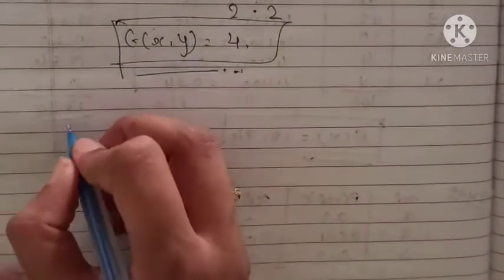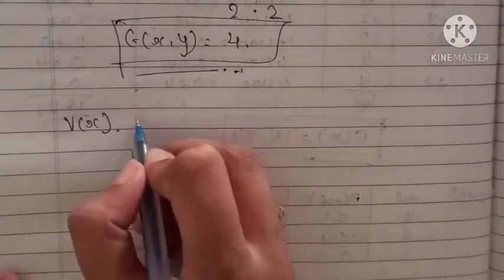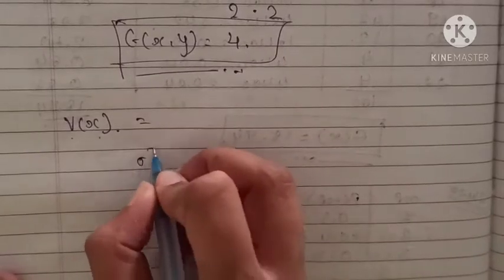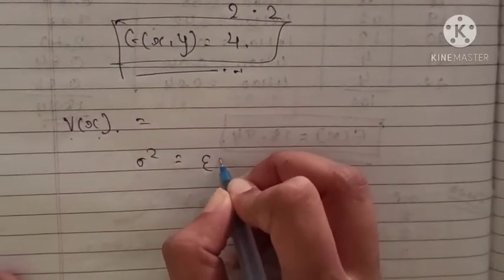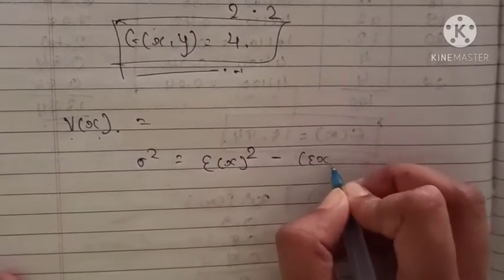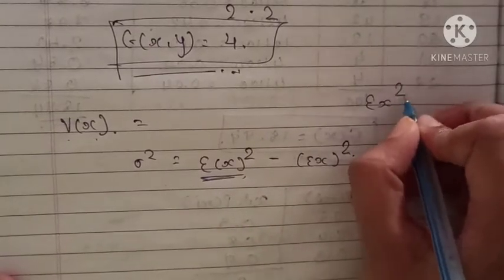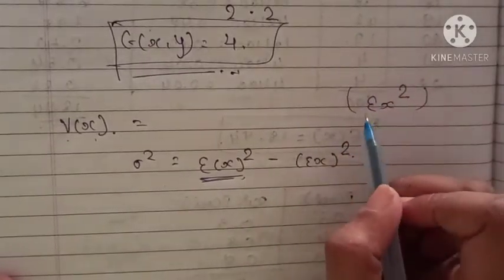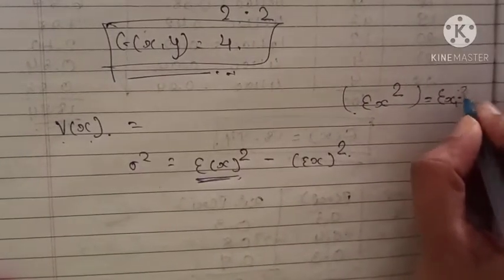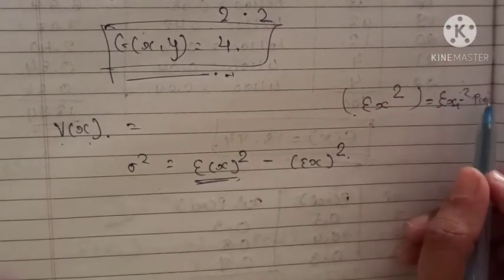Then we have to find out the VX. What do you mean by the VX? VX means variance of the X. What is the formula of the variance of the X? It is equal to E X square minus E X whole square. So first we have to find out the E X square, right? And for finding out the E X square, we have to find out sigma XI square into PXI.